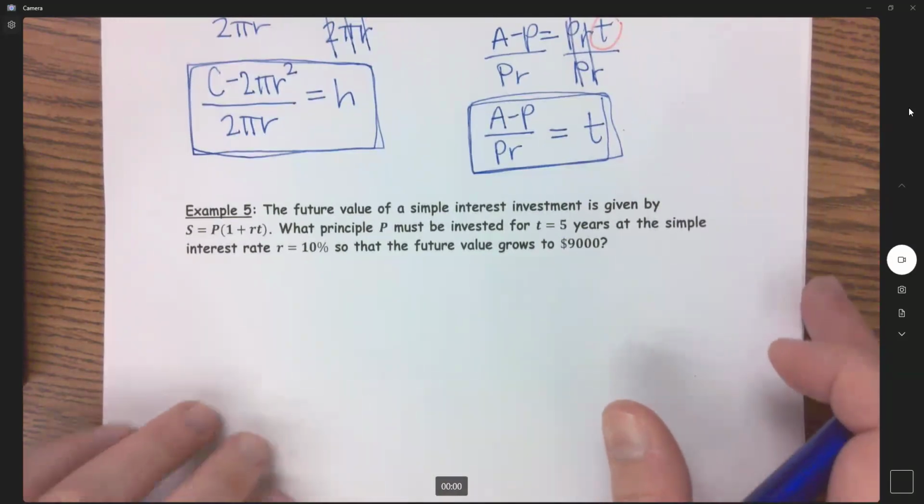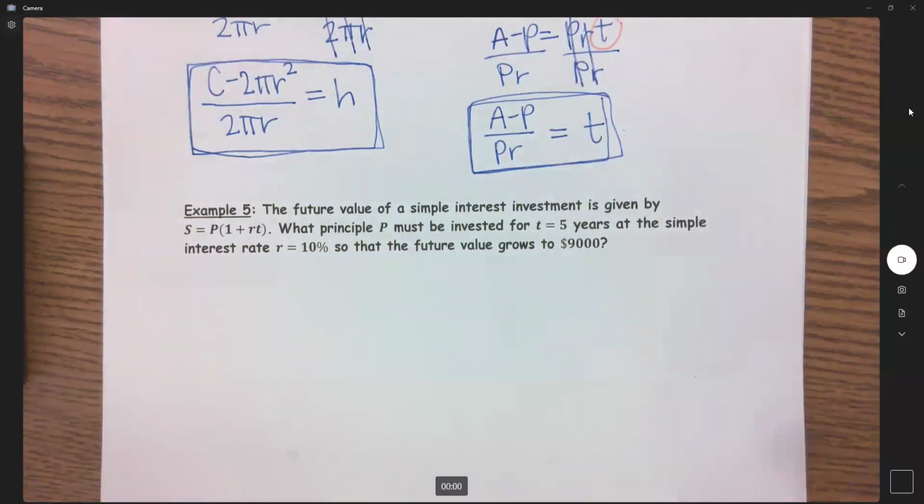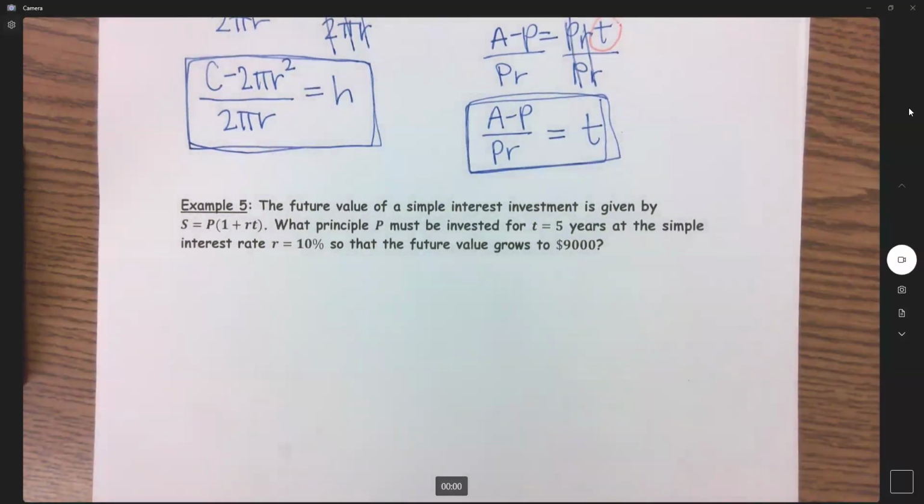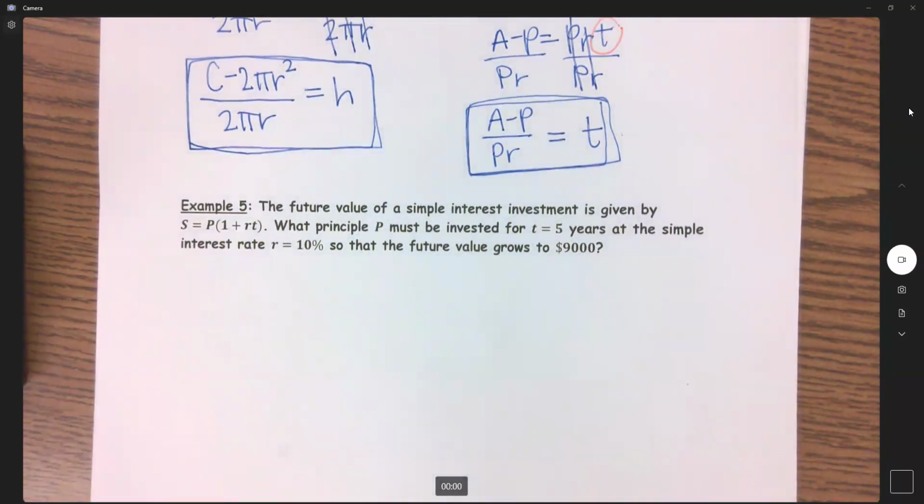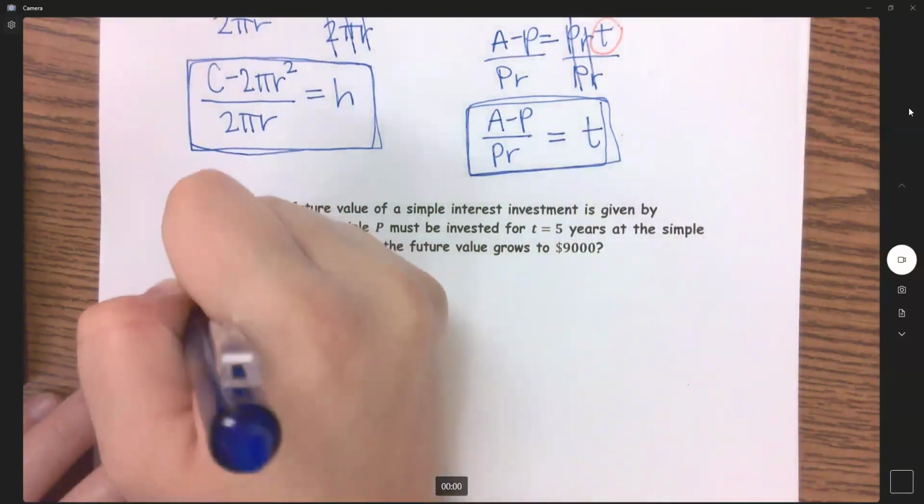Let's continue on. Example 5 is going to be somewhat similar. So the future value of a simple interest investment is given by S equals P times 1 plus RT. What principal P must be invested for T equals 5 years at a simple interest rate of R equals 10% so that the future value grows to 9,000? So very complicated if we don't know how to use this formula, but the formula is not that bad. Here's what everything stands for.